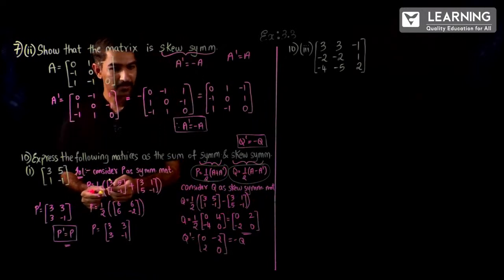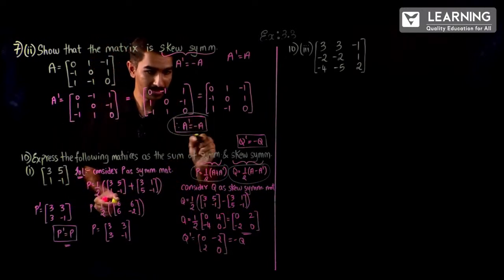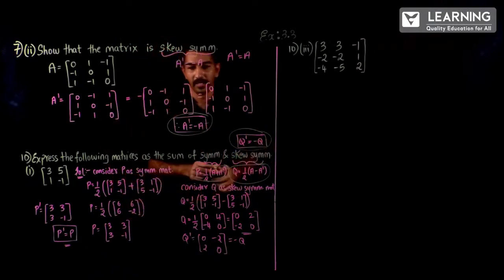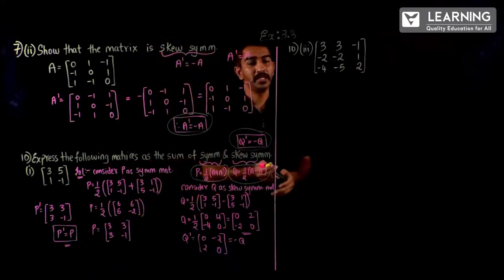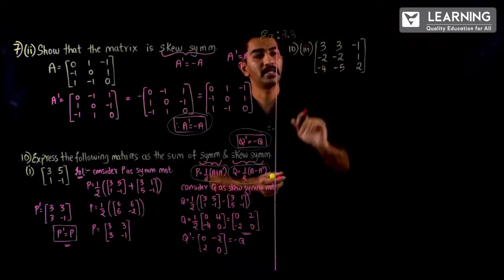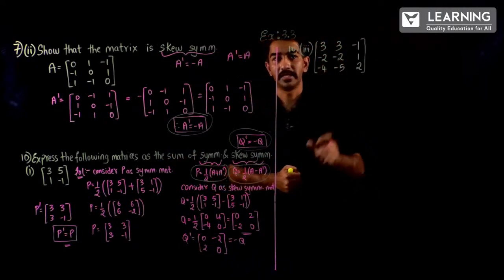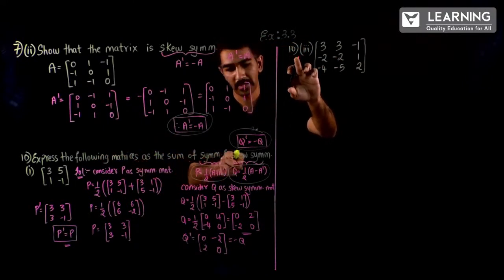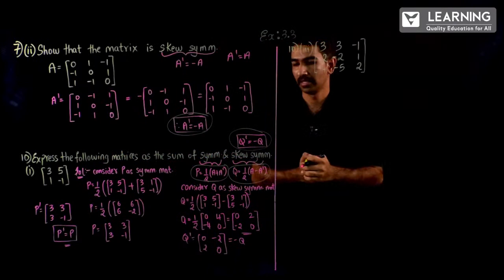And apart from this, yeah, this is important as well as this is important. Okay. Going on to the next question. Exercise 3.3, 10th, third sub question. Same thing, same heading. Express the following matrices as sum of symmetric and skew symmetric matrix.